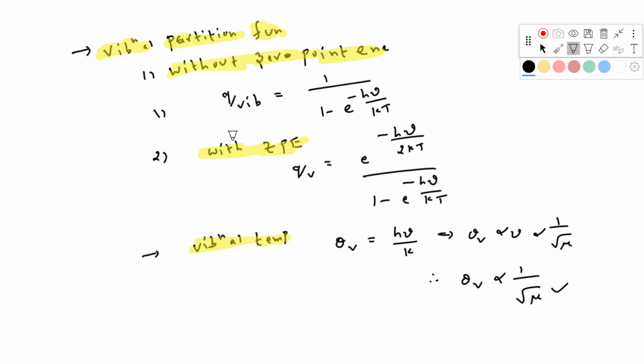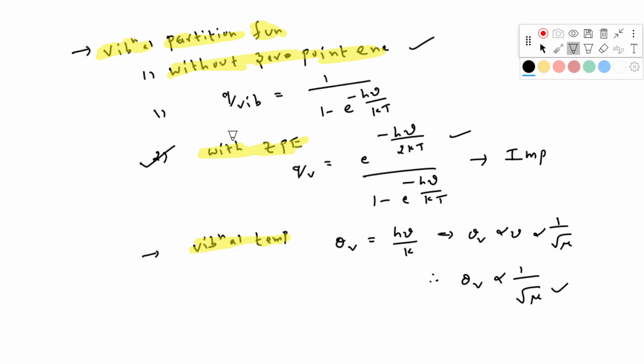Right? Next, the last one is the vibrational partition function. Again, you have two conditions here. One is without zero point energy, and one is with zero point energy. Especially the one with zero point energy is very, very important compared with without zero point energy. Examiners generally ask questions on this. Your vibrational partition function equals 1 over 1 minus e power minus h nu by kBT. This is one formula. And the next one, vibrational partition function equals e power minus h nu by 2kBT over 1 minus e power minus h nu by kT. kB or k, both are the same, don't confuse, it is the Boltzmann constant only. This is very, very important.